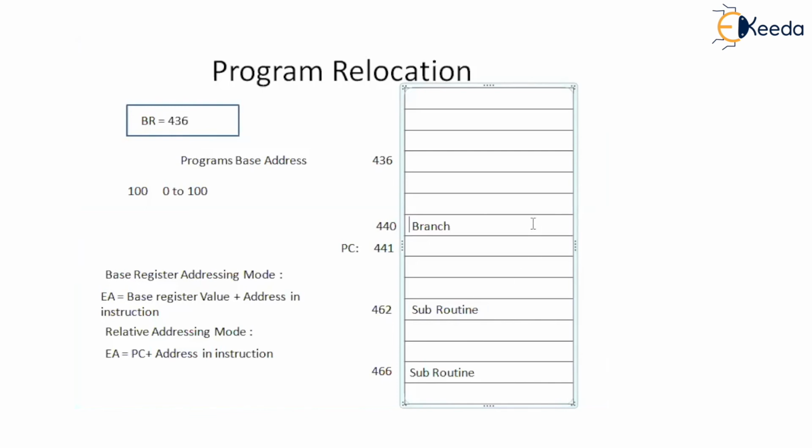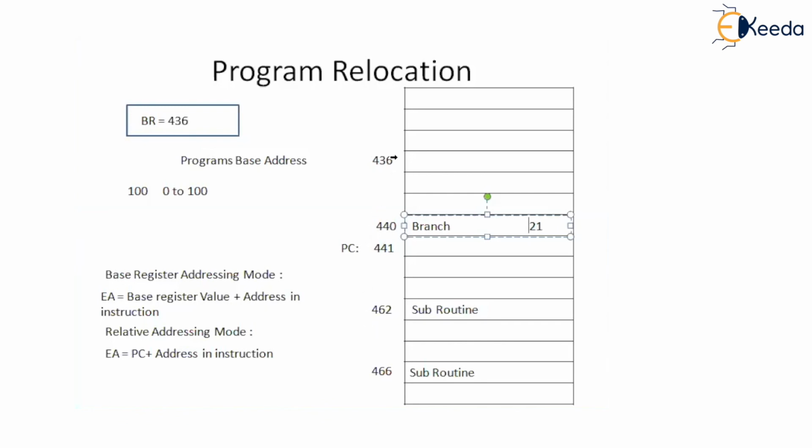So for that reason, what I'll do is 21. That is 21 plus 441 is equal to 462. So I'll use the program counter and address field relatively to branch to the specific location. In your program, this is the fifth instruction. This is the 21st instruction. 21 plus 5 is equal to 26. So in such a way, we'll be branching to those locations.